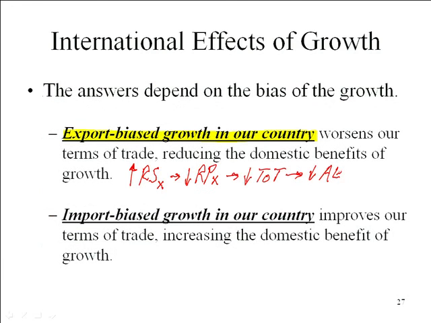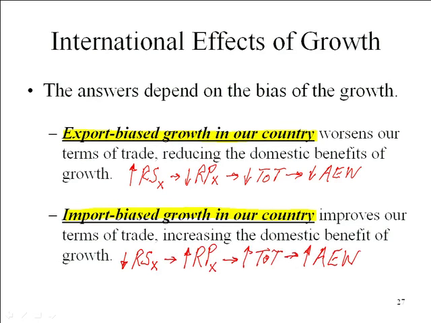And import bias growth works just the opposite. So when we have import bias growth, we have a fall in the relative supply of our export good. We're producing more of our imported good, so the relative supply of exports has gone down, which leads to an increase in the relative price of our export good, an increase in our terms of trade, and an increase in our aggregate economic welfare. So knowing something about the bias of growth, actually in our own country, tells us something about what the international trade effects will be.